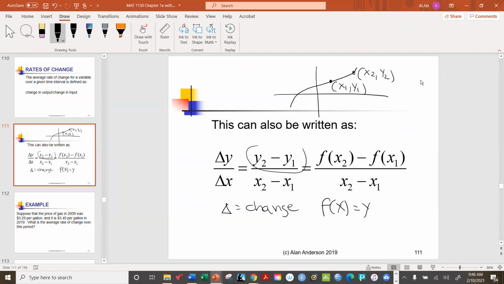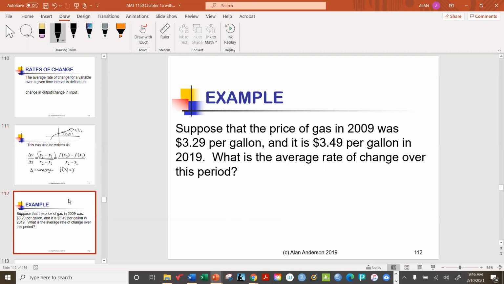All right, here we go. So here's an example of when this might be useful. What if the price of gas in 2009 was $3.29 and in 2019 it was $3.49? What is the average rate of change over this period? If you can imagine, the gas price started at $3.29 and it slowly increased to $3.49 over a period of 10 years. So we're trying to find out basically on average, how much did it go up each year? That's really what this is all about.